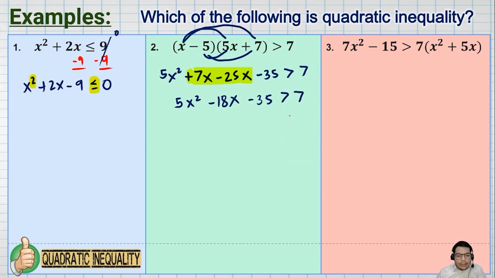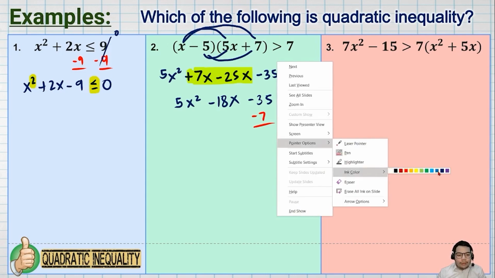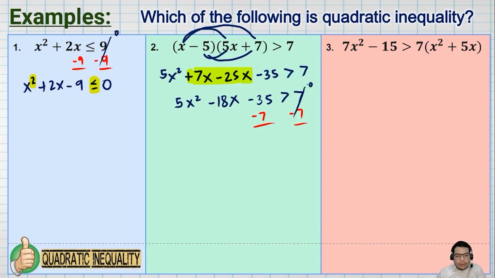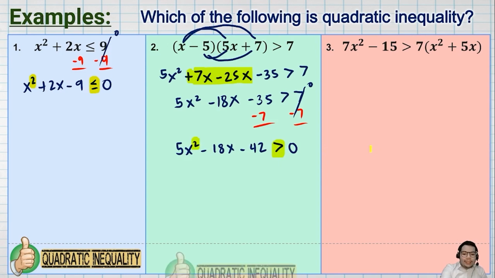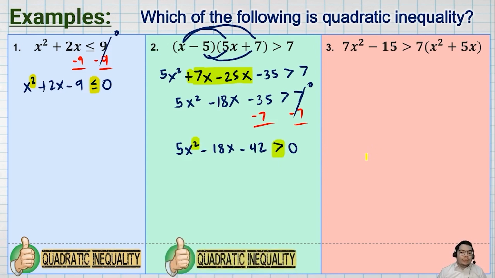We can subtract 7 for both sides, para matanggal natin yung 7 doon at maging 0 siya. So this one will be equal to 0. Therefore, our inequality will be 5x squared minus 18x, negative 35 plus negative 7 will be negative 42, is greater than 0. Yan, standard form na siya. At the same time, you will see the highest degree is 2 and there's a presence of an inequality symbol. Therefore, this given is a quadratic inequality as well.